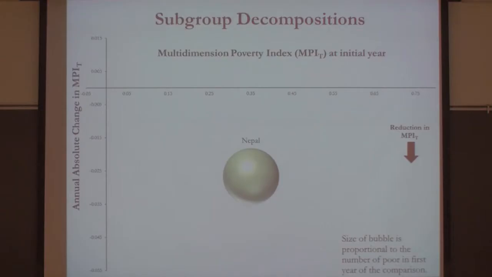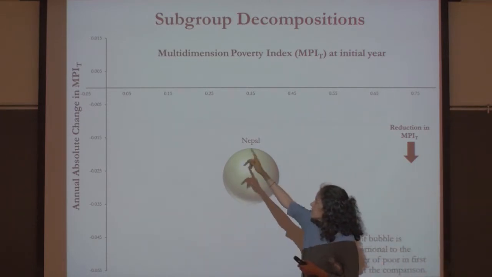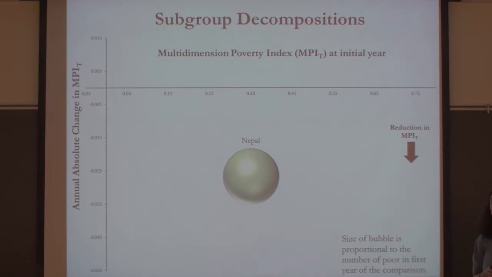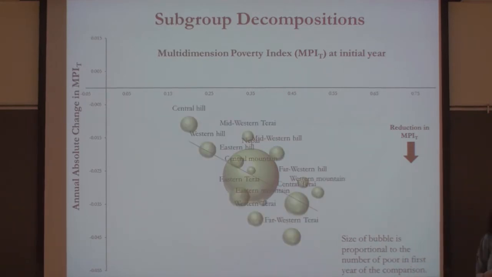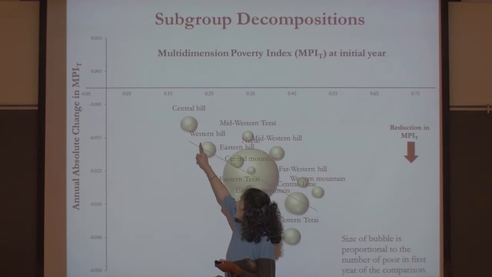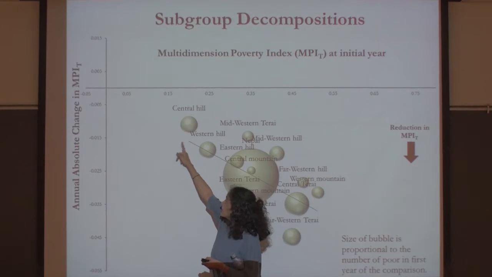And the way we found useful to do it when we were writing this paper on 34 countries was graphically: to put on the horizontal axis the initial level of poverty, and on the vertical axis the annualized absolute change. So this is Nepal. Then let's see how the regions are, and we place the regions. And what does this mean? Tell me. It tells me, for instance, that Central Hill, the region in Nepal with the lowest level of poverty to start with, has the lowest reduction.